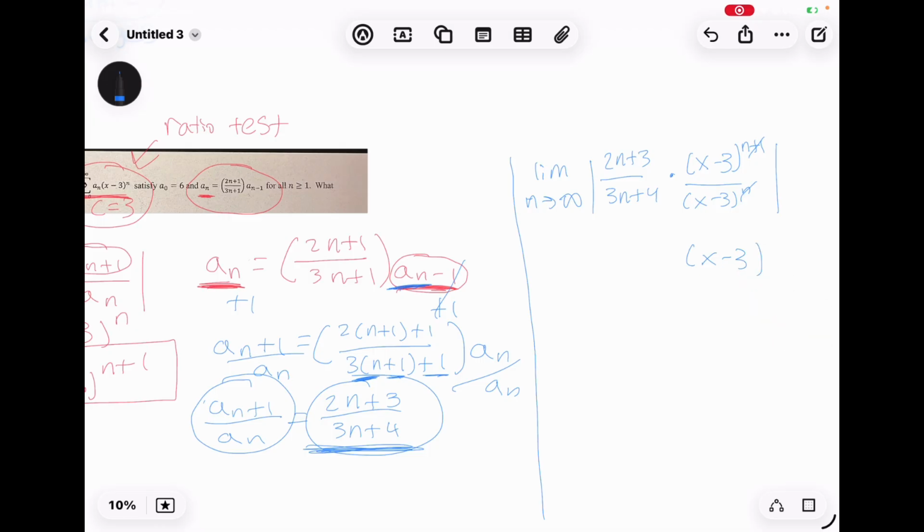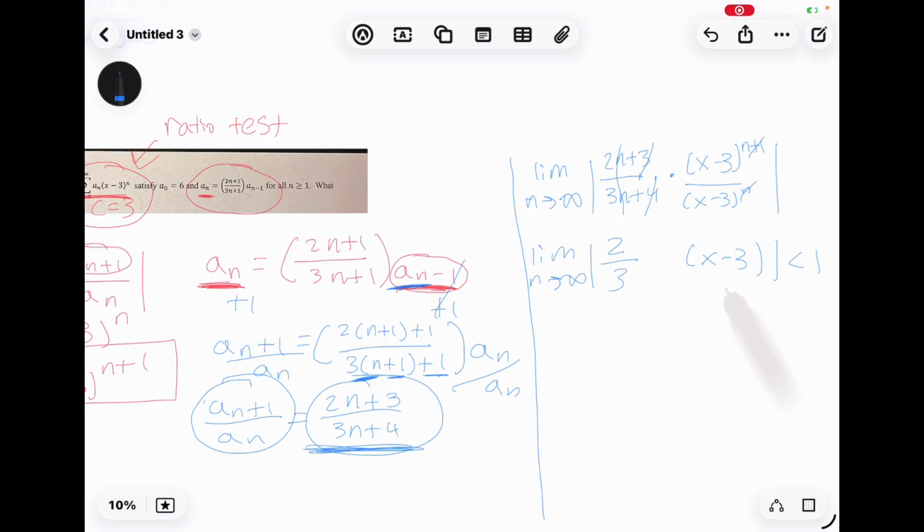And remember, when we take the limit, we only care about the variables, so these constants go away. So this would be 2 over 3, and the n's cancel out. So the limit as n approaches infinity gives 2 over 3 times the absolute value of x minus 3, and then this is less than 1.